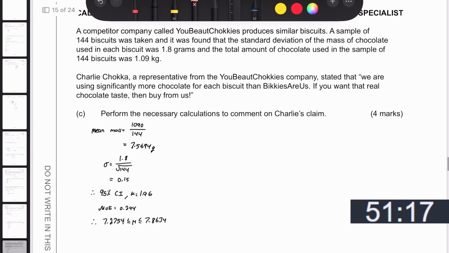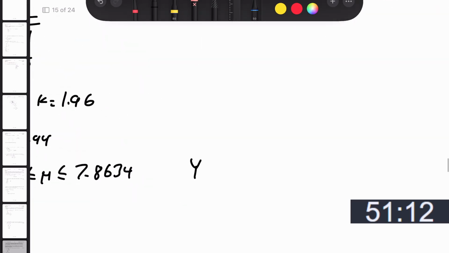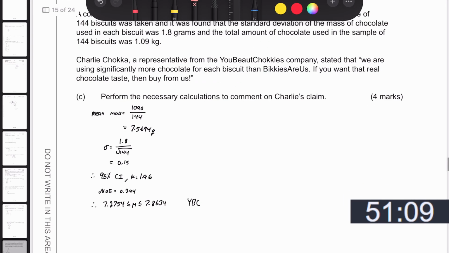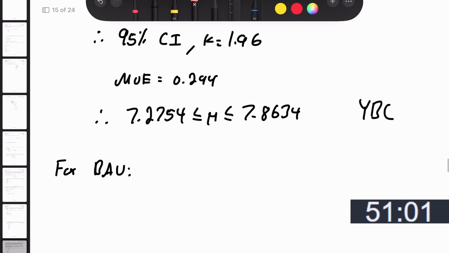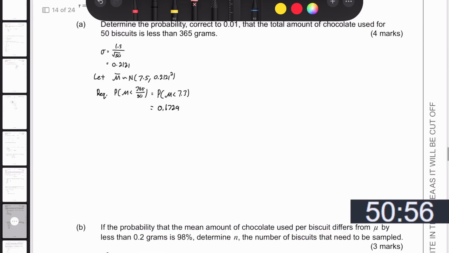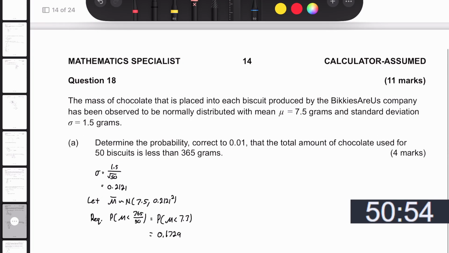This is for Butte Chockies, and then for Bickies Are Us, the 95% confidence interval will be, we have a standard deviation, so 0.2121 times 1.96, 0.2036, 7.5 minus 0.2036.